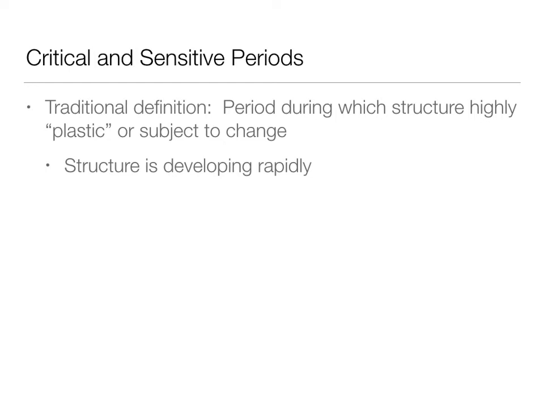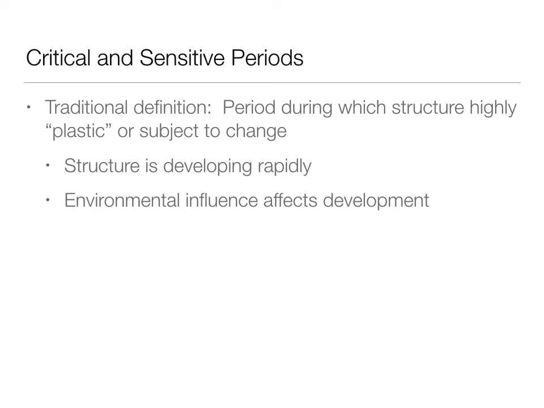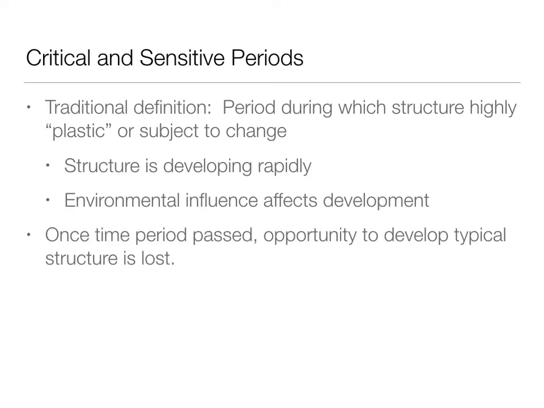So maybe a structure is really rapidly developing. I'll show you a slide in a little bit that shows you how quickly the fingers develop. And again, this is where environmental influences really affect development. The other thing that's important is once that time period has passed, so once we're past hand development, the opportunity to develop that structure in the typical way is lost. It's kind of a path that development's on, and if you miss your exit, there's no going back.